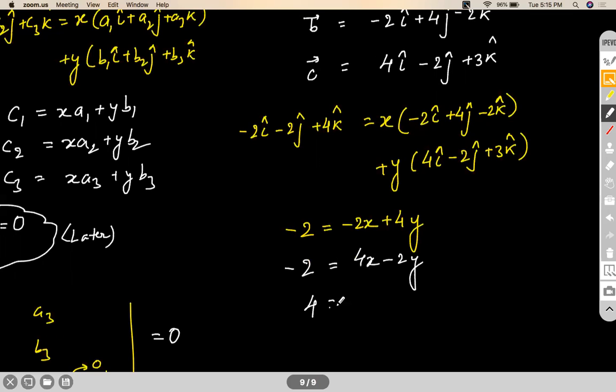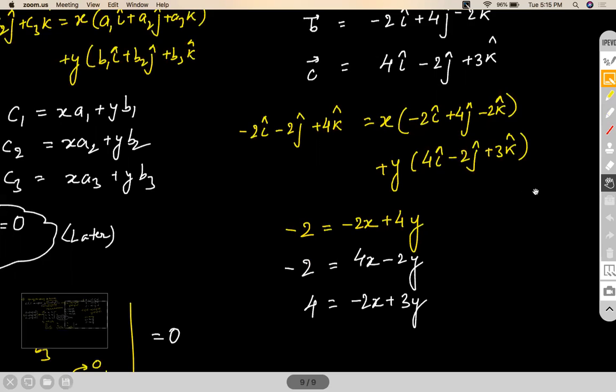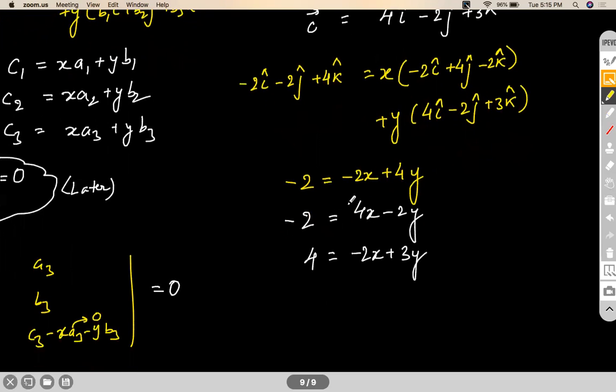And 4 would be equal to minus 2x plus 3y. Now try to understand over here. You would be feeling that I have only two unknowns and I have got three equations. So one of the equations is a waste? No, the other equation is basically a checkpoint for you, that the answer that you get from the first two should satisfy the third one.